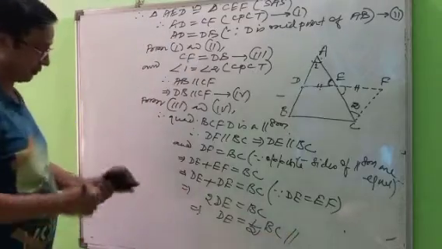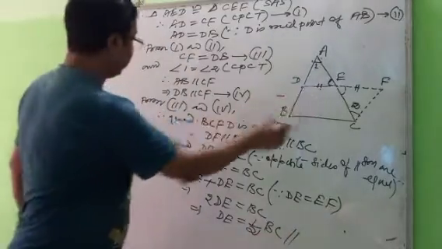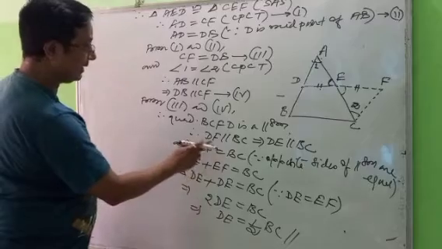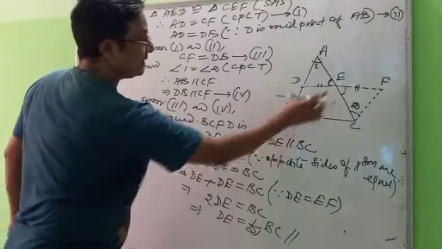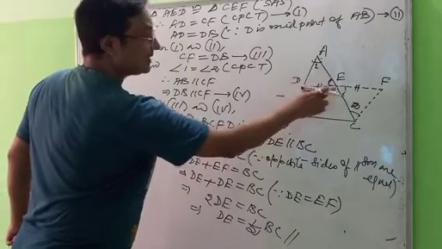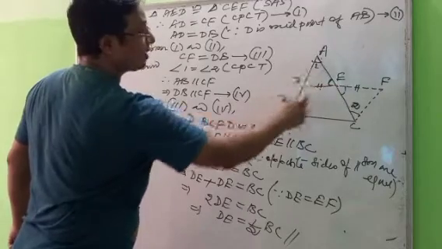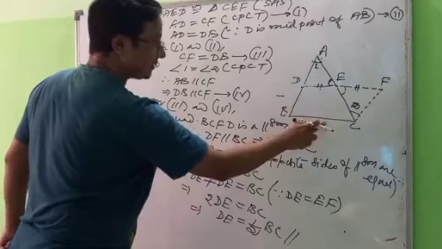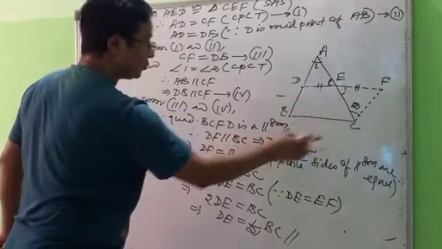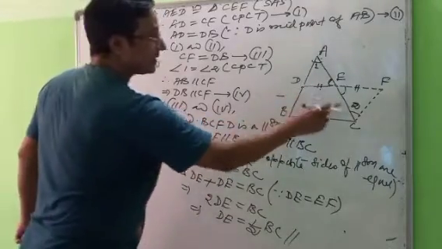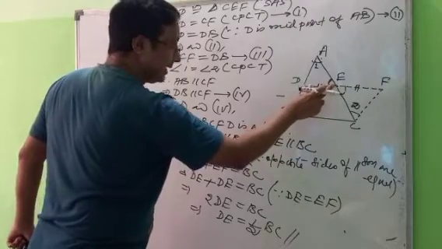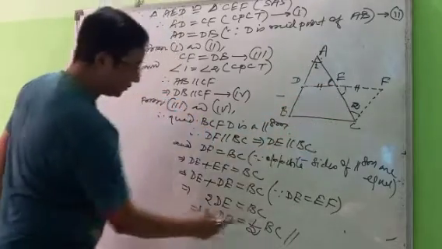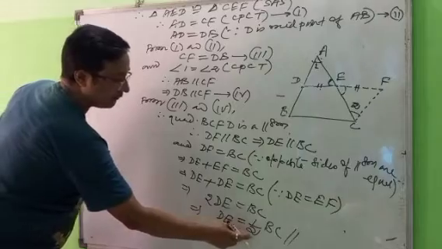So it is proved. So DE is parallel to BC. That is, the line segment joining the midpoints of two sides of a triangle is parallel to the third side. BC is the third side. So you have proved DE parallel to BC and DE equals half of BC.